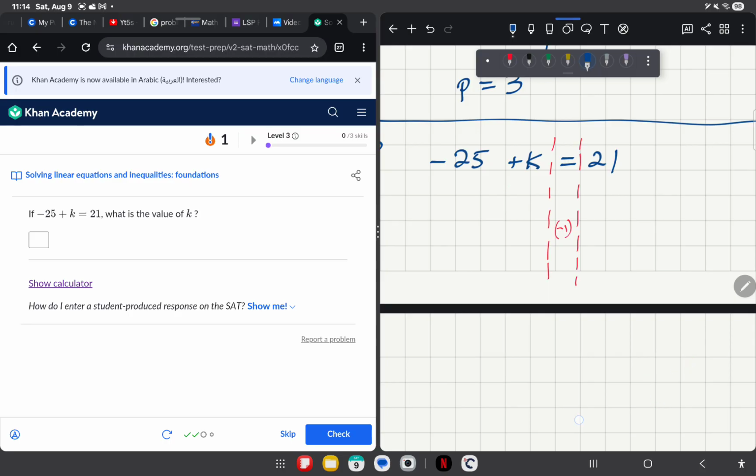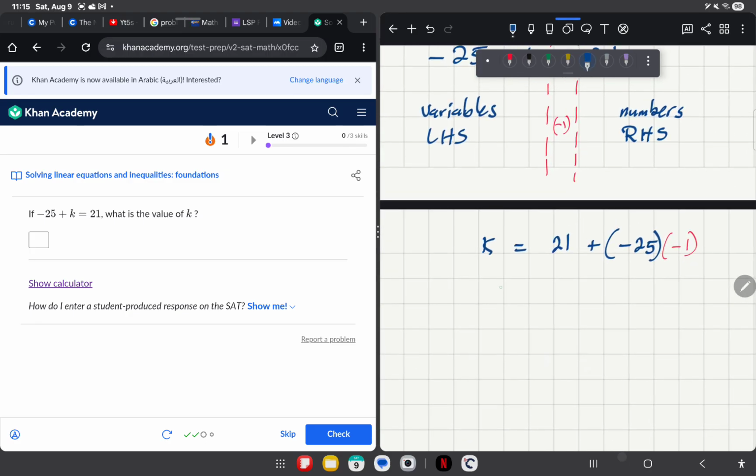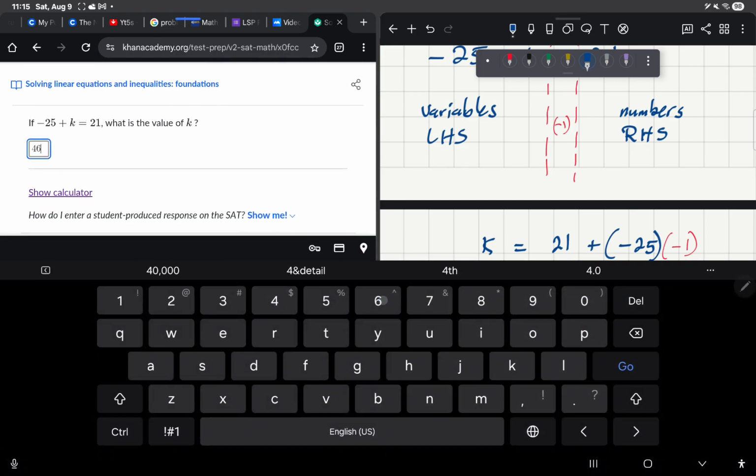Now, usually I need to keep the variables on one side and the numbers on the other. So I'm going to keep the variables on the left-hand side, and I'm going to put the numbers on the right-hand side. So k stays the same. 21 stays the same because I didn't move it. Now plus -25, and then I have -1 over here. So k is equal to 21, minus times minus, plus 25. k is equal to 46.